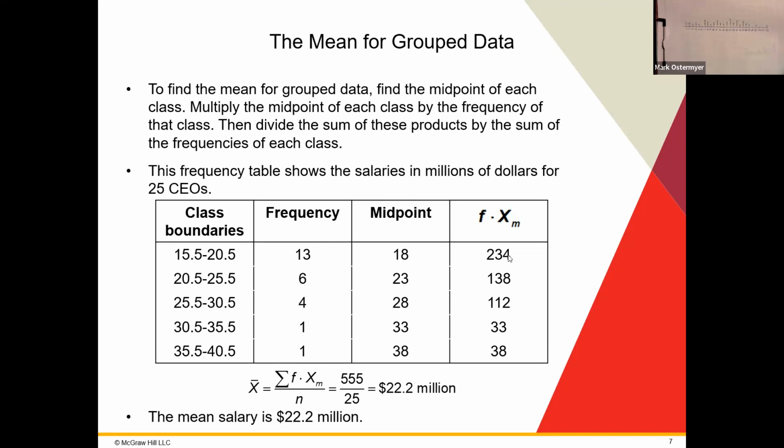All right, so we're going to take this last column and add together the products of the frequency and the midpoints. Then we're going to divide that sum by the sum of our frequencies, which must add up to the number of data points in your data set. When you do this division, you generate the arithmetic mean, or the average of this grouped data set, 22.2 million. And you can see that 22.2 million would lie somewhere right in between here in this second class. So we would call that the average, or the mean, of this group data set.